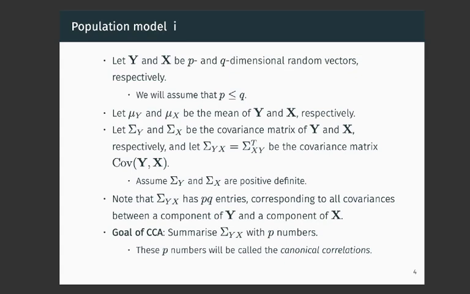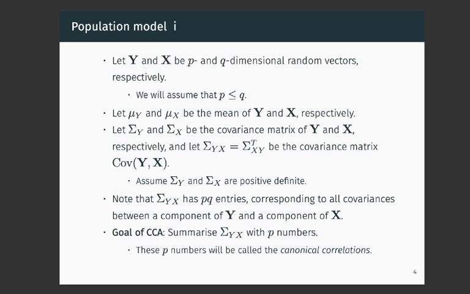Let mu y and mu x be the means of y and x, and let sigma y and sigma x be the covariance matrices of y and x respectively. We're also going to define sigma yx as the covariance matrix between y and x. This is the object that we're going to focus on for this topic. Finally, we assume that sigma y and sigma x are positive definite, and so in particular, they're invertible.